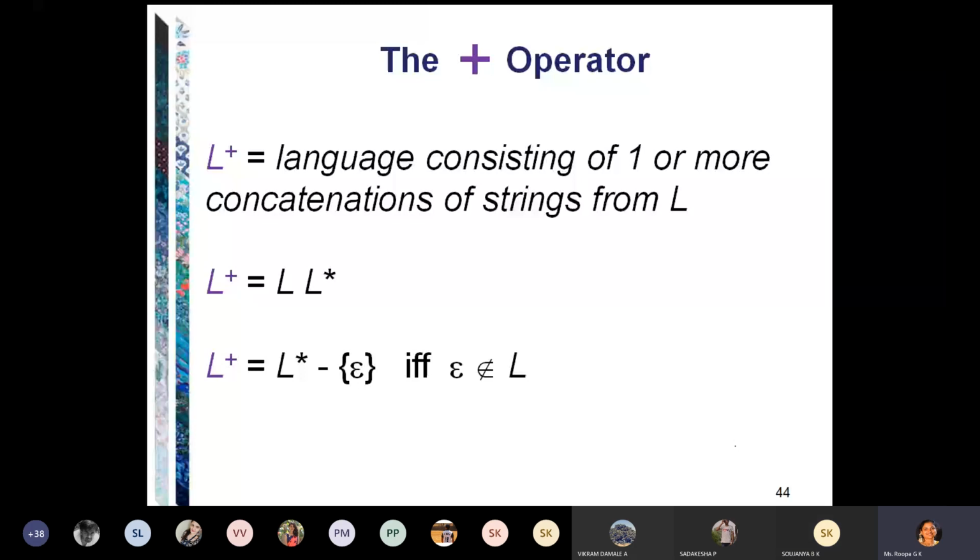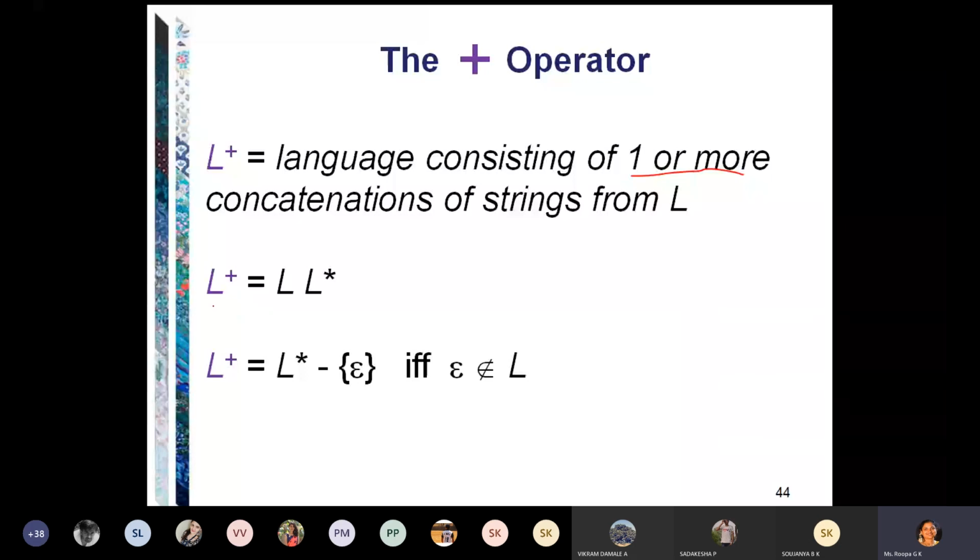Plus operator. Star operator we have studied. What is plus operator? It is a language consisting of one or more. Similar to star, but with a very important difference. One or more. That means there is no epsilon. At least one component must be there. Here, L plus is a language consisting of one or more concatenations of strings from L.